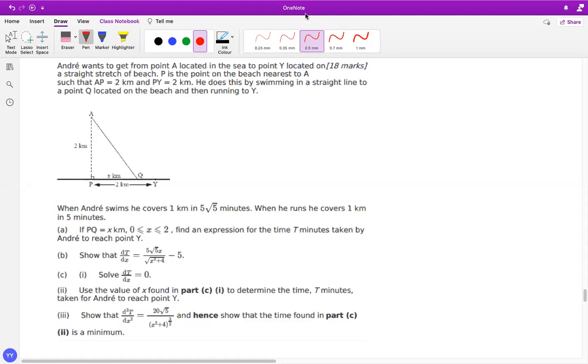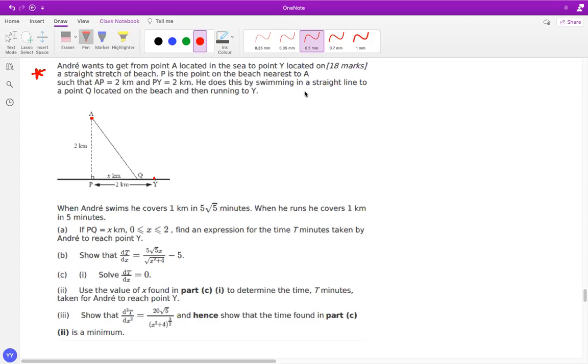Well, here's one of the IB examples on optimization. The question is, Andre wants to get from point A, that is this point, to another point that is here. A straight stretch of the beach is along which Y lies. P is the point on the beach nearest to A. So let's say this is the shortest distance, and PY is 2 kilometers.